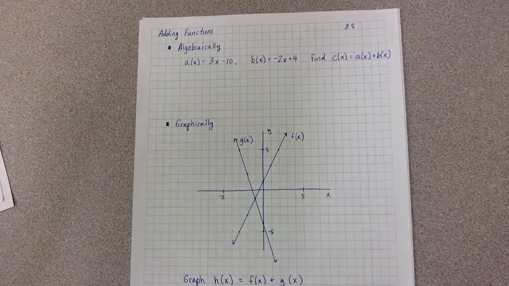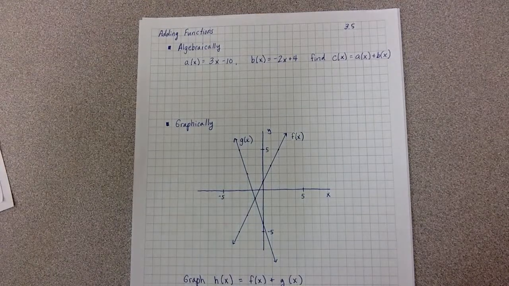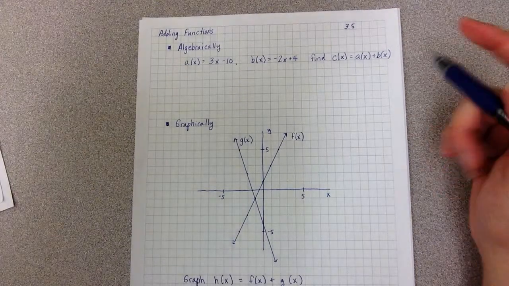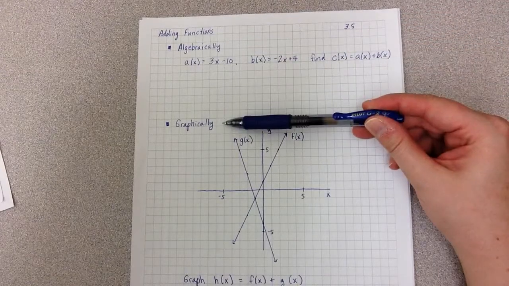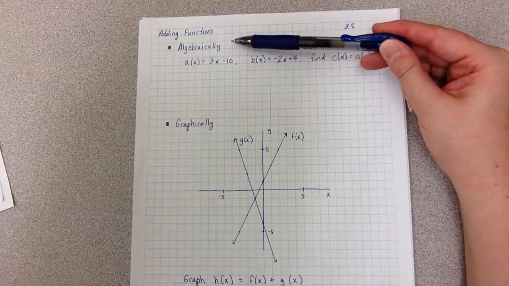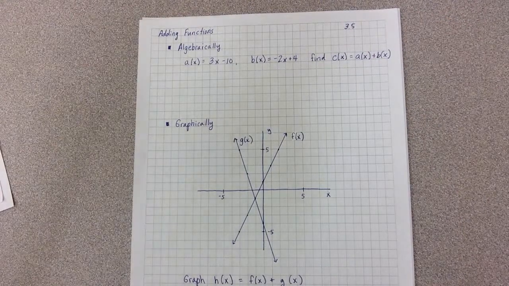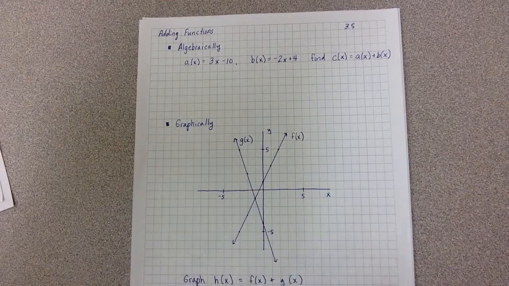These are the notes that go with section 3.5 in your book, and this is about adding functions. Now, you learned about adding functions in this section using two methods, algebraically and graphically. We're going to look at the algebraic method first. In the algebraic method, you're given algebraic formulas for the functions.